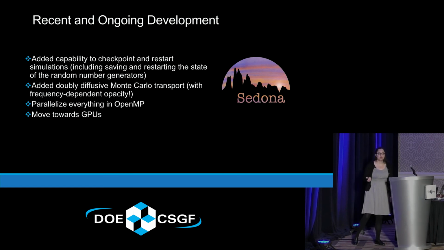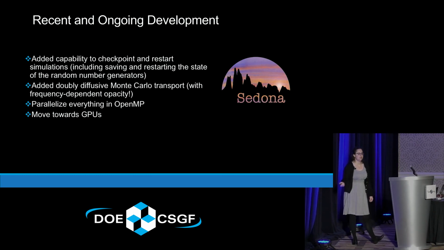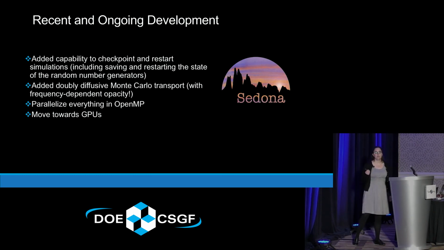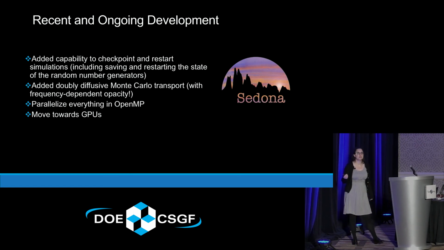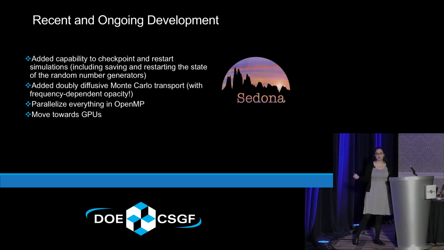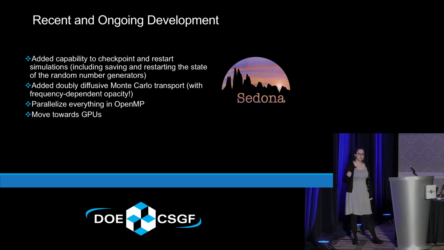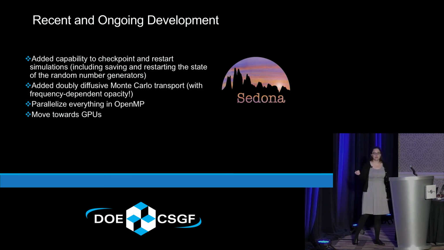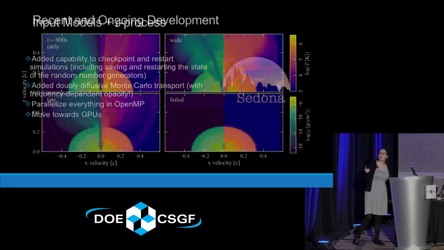We'd also like to move towards GPUs. This is something that we've been toying with a little bit. In general, we aren't entirely sure how to leverage accelerators given mostly memory layout issues. So if any of you have experience with Monte Carlo radiation transport or Monte Carlo transport in general on GPUs, let me know. I'd be happy to chat.